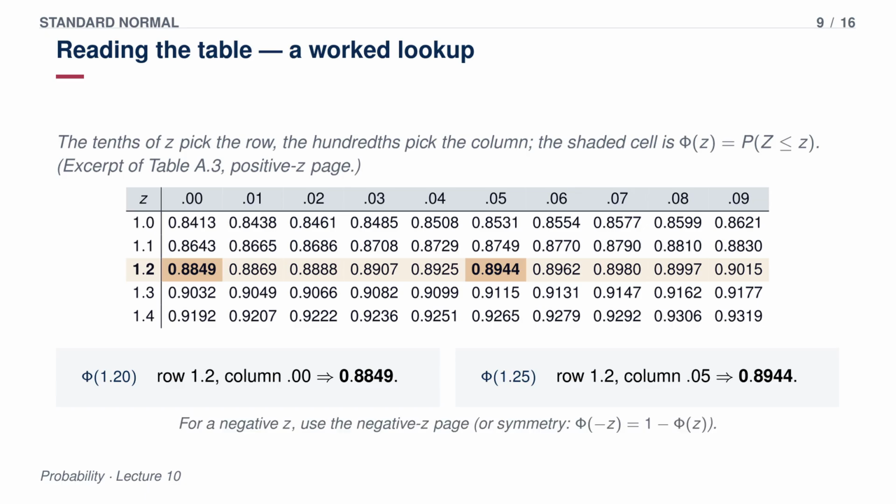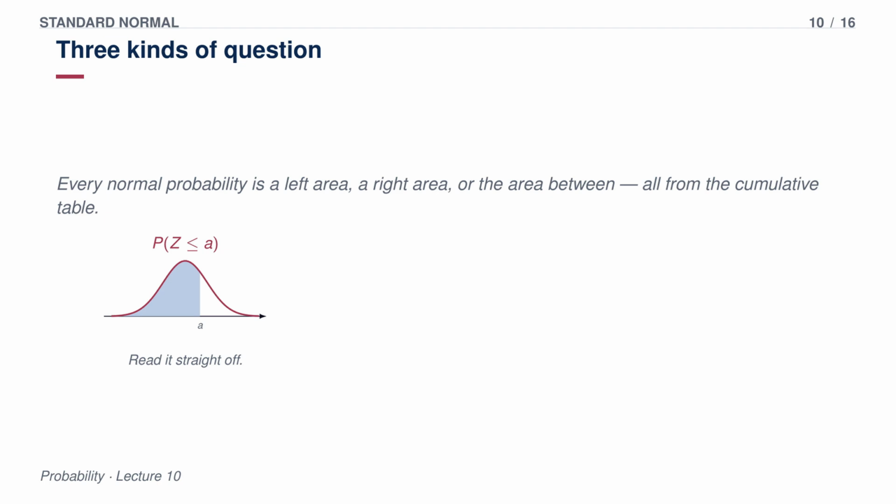And if your z is negative, either flip to the negative z page or use symmetry. Phi of minus z is 1 minus phi of z. Symmetry to the rescue. Every question about a normal distribution is really one of three shapes, and they all come from that one cumulative table. First, a left area, P of Z less than or equal to a. You read it straight off the table. Done. Easy. Second, a right area, P of Z at least a. The whole area is 1, so it's just 1 minus the left area, 1 minus phi of a.